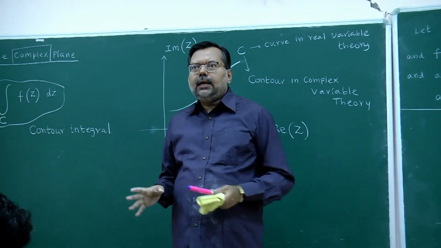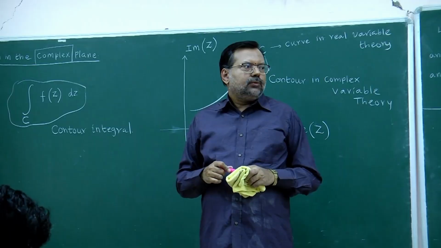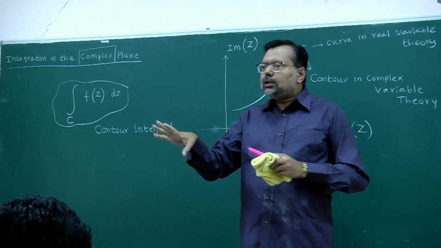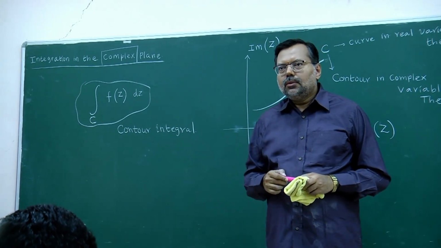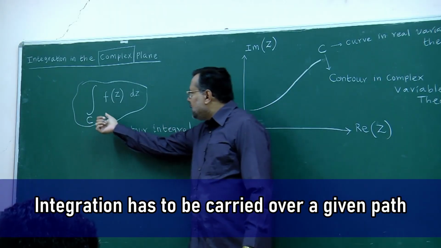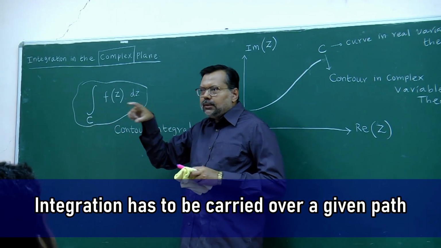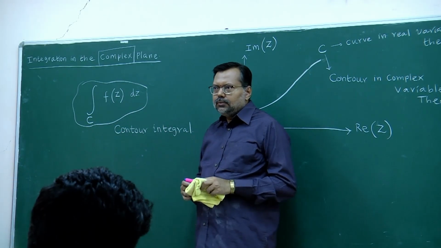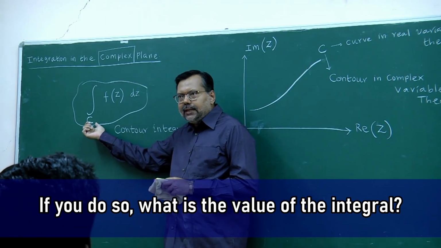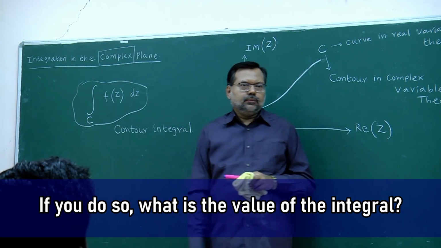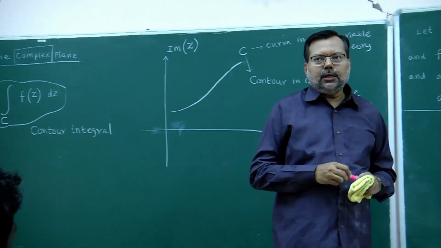That path has to be given to you. If I tell you that I will not give any path, you should not travel any path. Go means how will you go? That's the meaning. This integration has to be carried out over a particular path. You travel along a given path. And then if you travel like that, what is the value of the integral? Is the question. This particular point is clear.